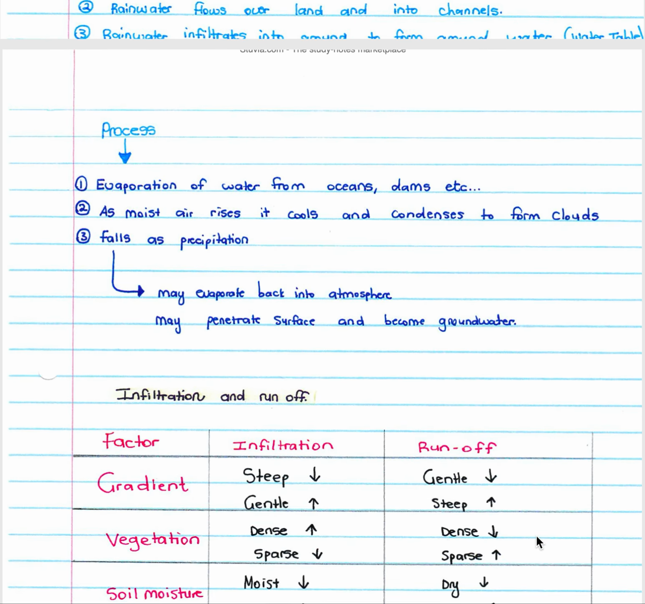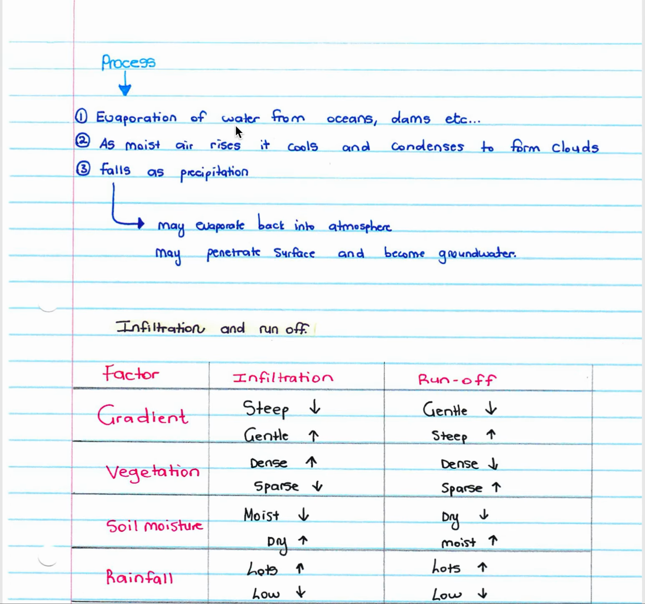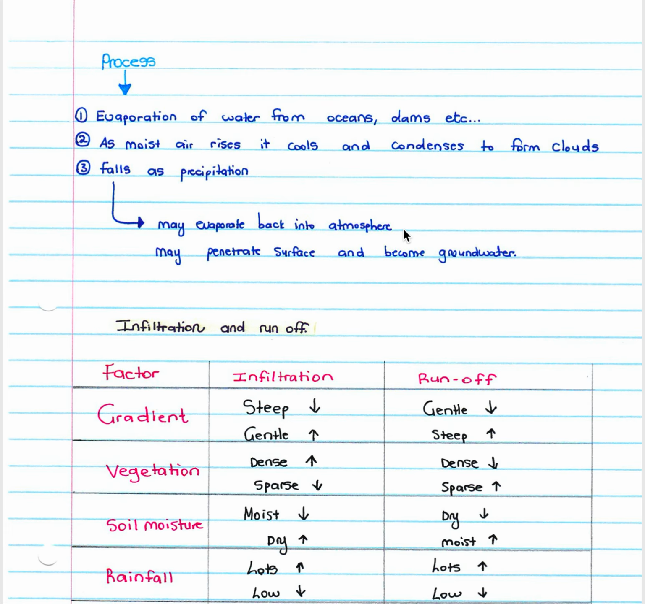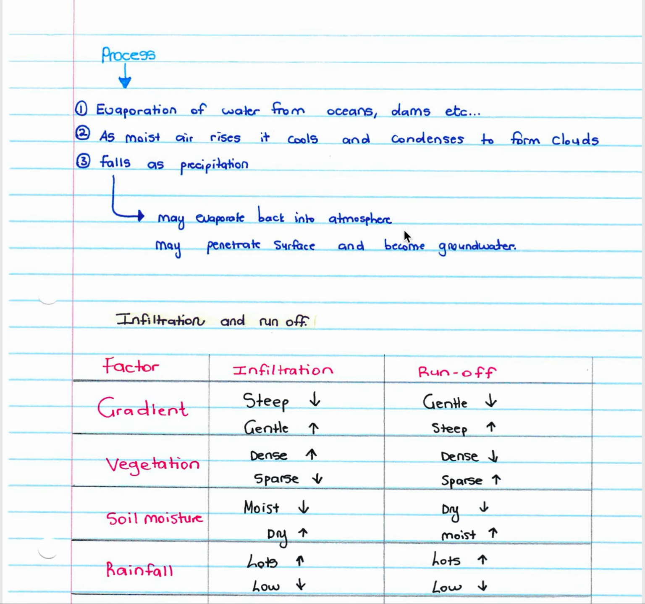Now we look at the processes. So we have the evaporation of water from oceans, dams, etc. As moist air rises, it cools and condenses, as we've learned, to form clouds. Clouds are simply condensed liquid on nuclei, and eventually the water will fall as precipitation. It may evaporate back into the atmosphere, or it may penetrate surfaces and become groundwater, as we've seen in the diagram above.